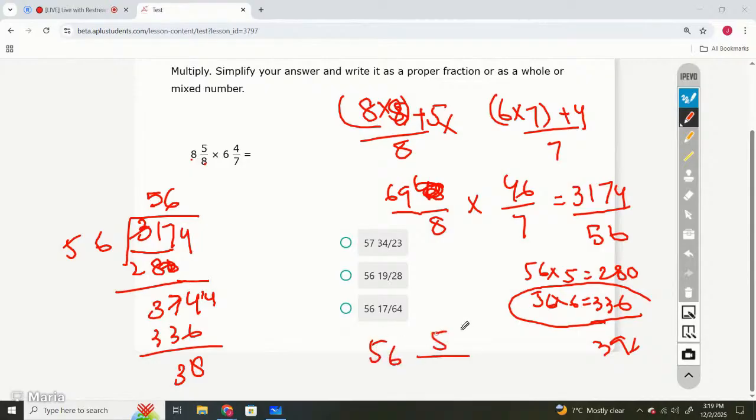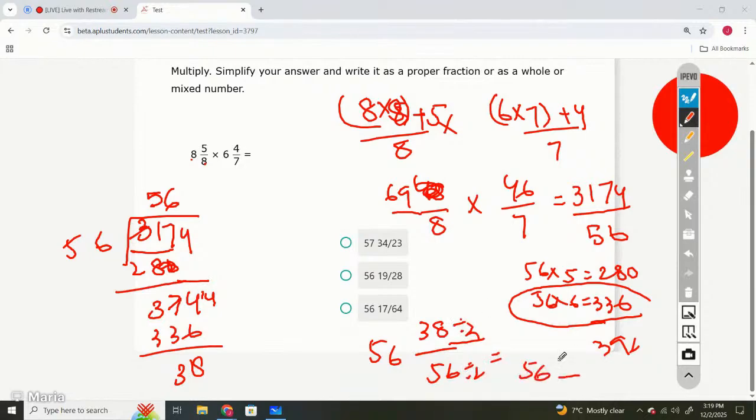That is 56 whole 38 by 56, right? Divide both numerator and denominator by the greatest factor, that is 2. So the answer is 56 whole 19 over 28.